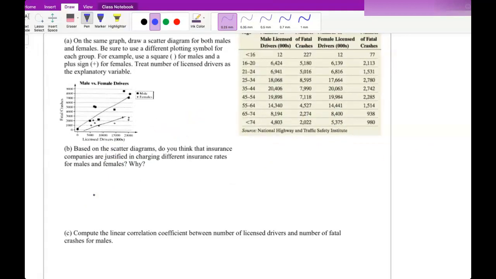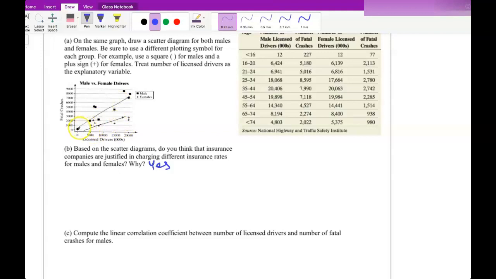Now part B, based on these scatter diagrams, do you think that insurance companies are justified in charging different insurance rates for males and females? Why? Okay, the answer is yes. Because from the scatter diagram, males tend to have higher fatal crash rate. So see, I have these points are on top, but these points are here under this straight line.